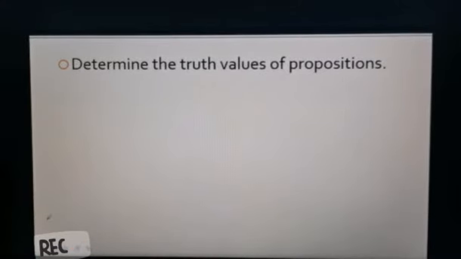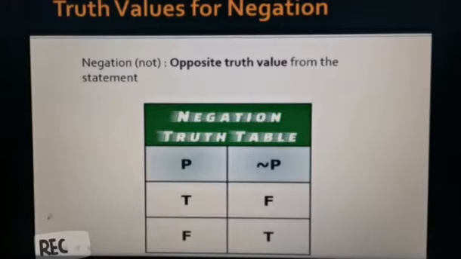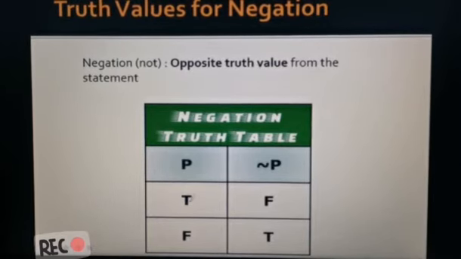So let's start first with negation. When we say negation, we mean the opposite truth value of the statement. Given that we have a true value for P, to negate that one, we make the statement its false statement. If the statement is already false, then we make it a true statement.